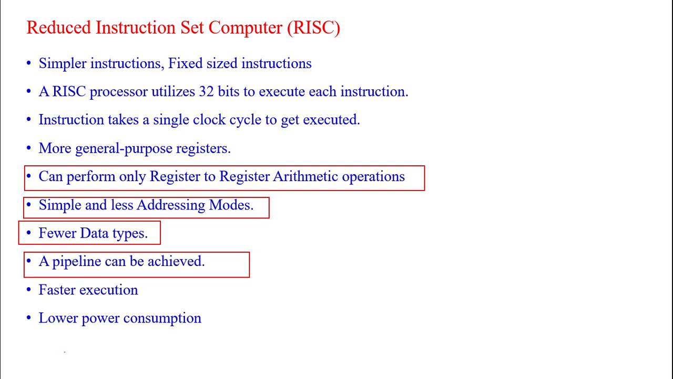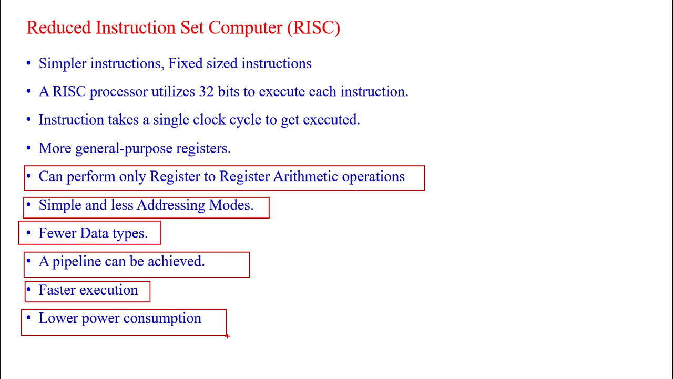And the RISC processor will execute faster because the instructions are very standard and fewer. The execution will be faster, with low power consumption. So like this, our RISC processors are classified.